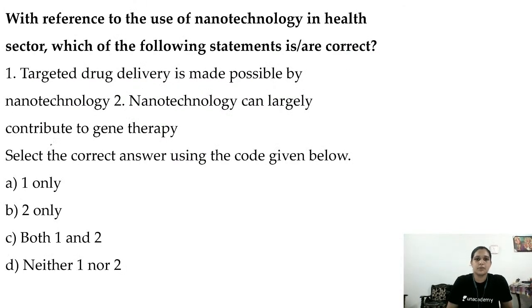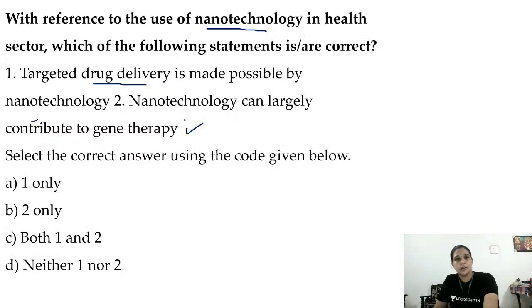With reference to the use of nanotechnology in the health sector, which of the following statements are correct? Nanotechnology can be used in drug delivery. Yes, recently nanobots are used for targeted drug delivery. So the first statement is right. Nanotechnology can largely contribute to gene therapy. That is also right. The answer is both 1 and 2. It's a simple nanotechnology based concept.